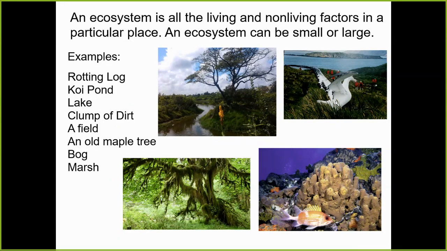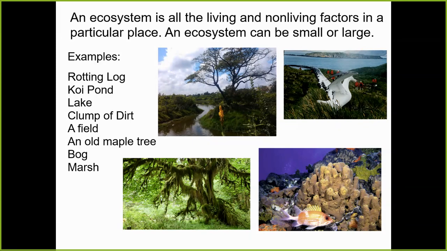All right, so an ecosystem. An ecosystem, once again, it's all of the living. Sometimes you'll hear me say biotic, living, biotic, same thing. And the non living factors, again, non living, abiotic. Another word for non living is abiotic. So all of the living, biotic, and non living, abiotic factors in a particular place. An ecosystem can be very, very large, but it can also be very, very small.